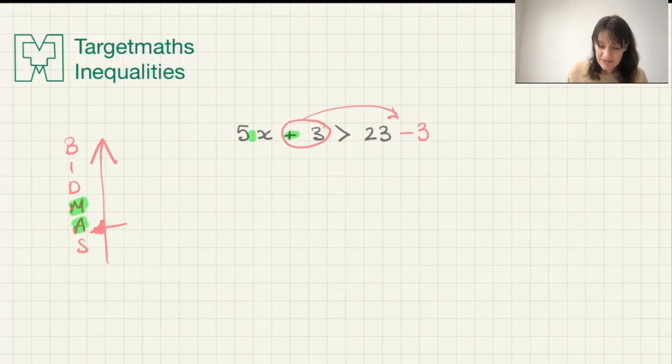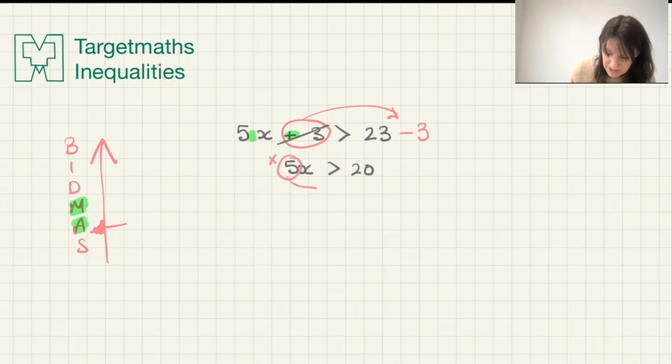So again, I could have read this out loud: 5x plus 3 was the last thing I said, so it's the first thing I hop. Okay, so I'm going to do my tidy up. On this side, I've just got the 5x left because that's gone. I've still got my symbol, and 23 take 3 is 20. I'm now going to move the 5, which is a times on this side, so it's going to land as a divide on that side. I now have x on its own, greater than 4. So x is greater than 4.